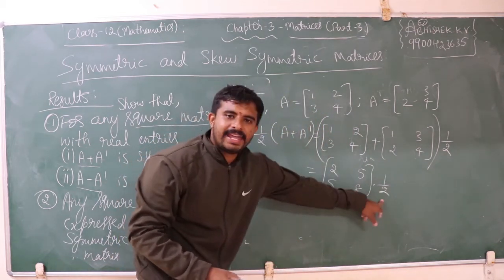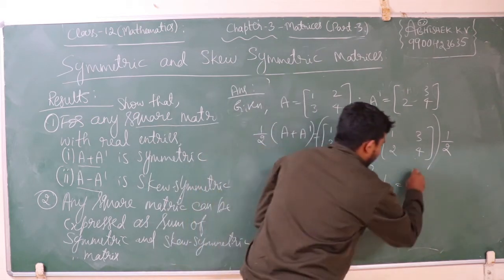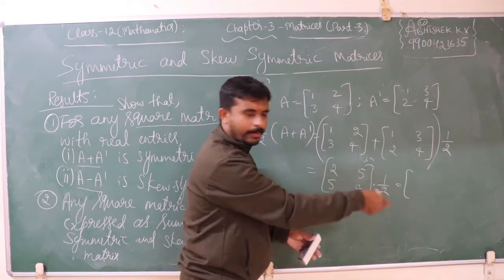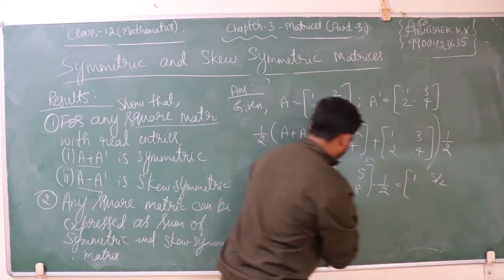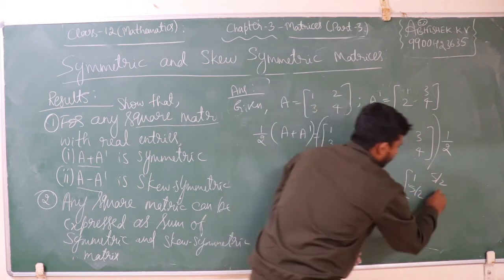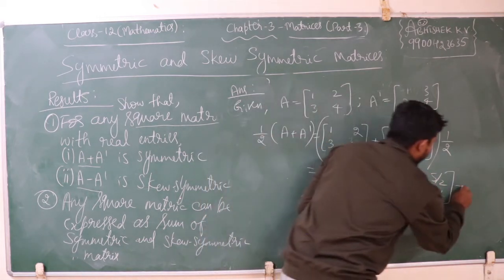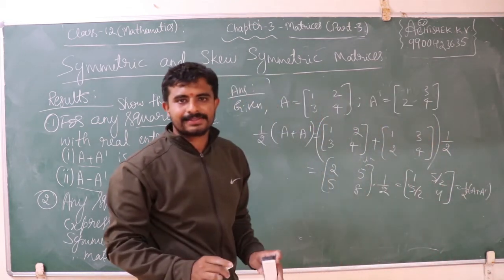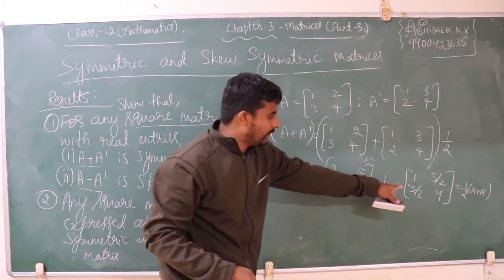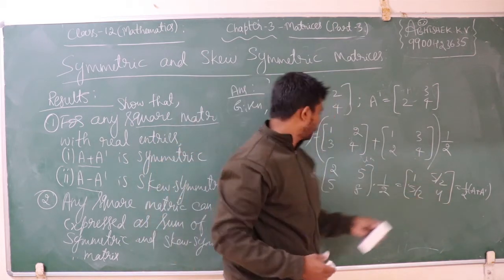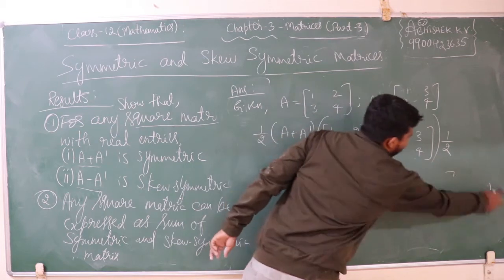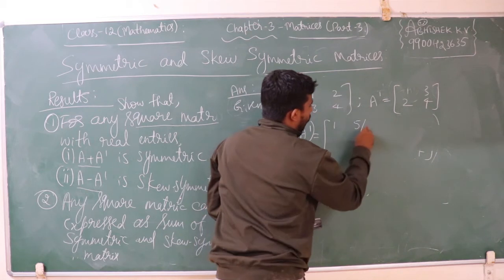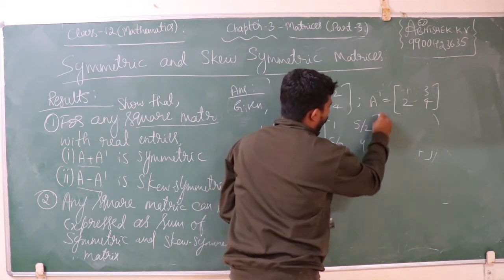Matrix multiplication by a constant: the constant is multiplied by all these elements. 2 into 1 by 2 is 1, 5 by 2, this also 5 by 2, and 8 by 2 is 4. This is half of A plus A transpose, which is nothing but a symmetric matrix. Please remember this: half of A plus A transpose is equal to 1, 5 by 2, 5 by 2, 4.